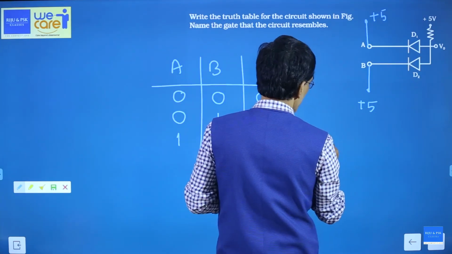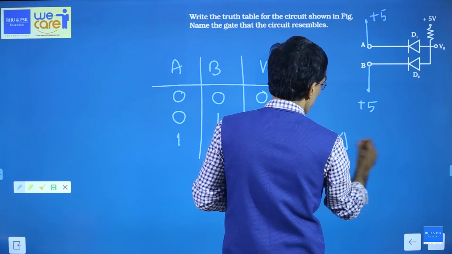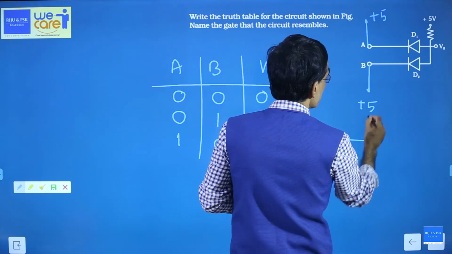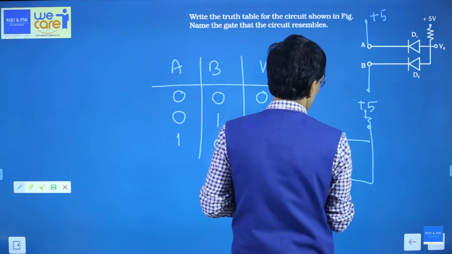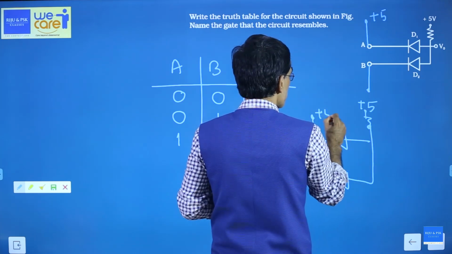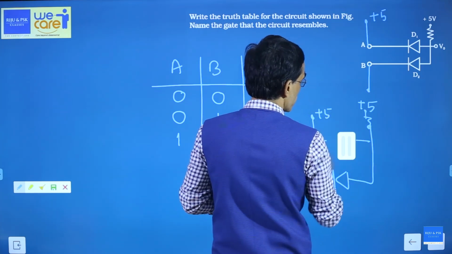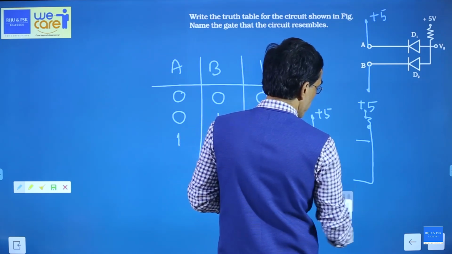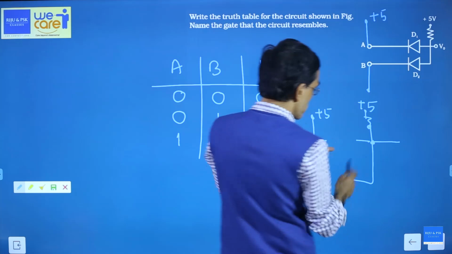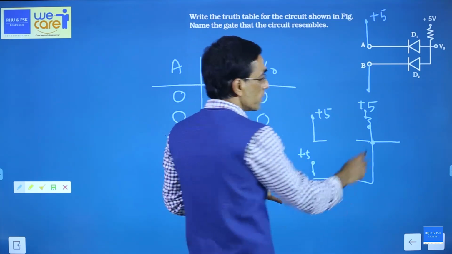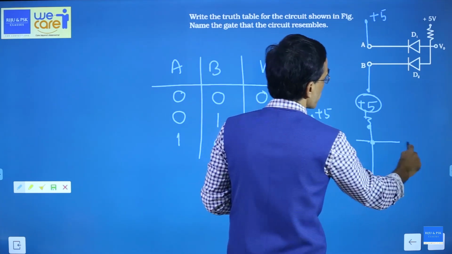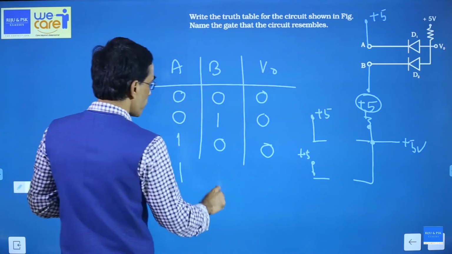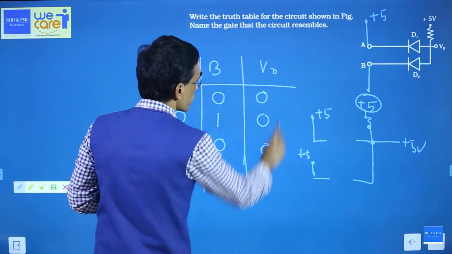Now this is the first diode, this is the second diode. This is connected through the resistor to +5 volt. When this is connected to +5, this diode will not conduct. When this is connected to +5 volt, this diode will not conduct. So if there is no conduction, there is no grounding effect, this point will show the high voltage of +5. So when both are connected to high, the output will be high.